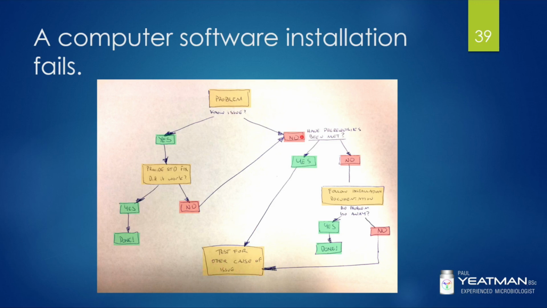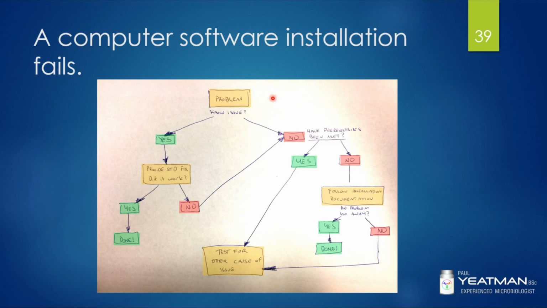Problem, is it a known issue? No. Have prerequisites been met? Yeah. No, they haven't. Follow the installation documentation. Okay, we're doing that. Did the problem go away? Oh, surprisingly it did. We're done. On to the final situation. Is it a known issue? No, it's not. Have prerequisites been met? No. Okay. Did we follow the installation documentation? No. Okay. So the problem go away? No. Test for other causes of the issue.